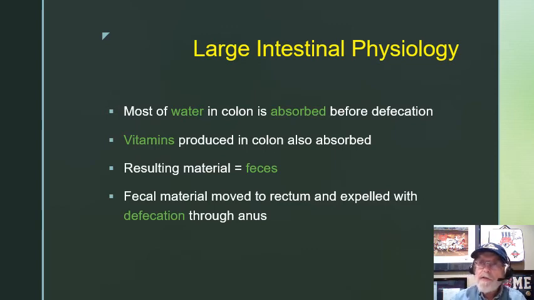So we want to get rid of all that water. About 90% of the water that's in there, or much more, is actually absorbed from the fecal material that's at the beginning of the cecum, as it goes through the ascending colon, the transverse colon, and the descending colon.